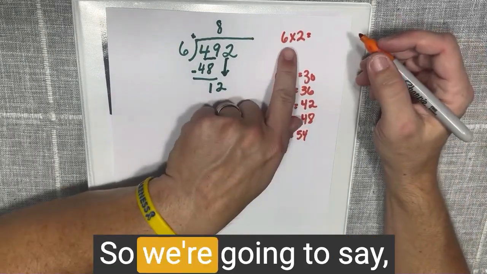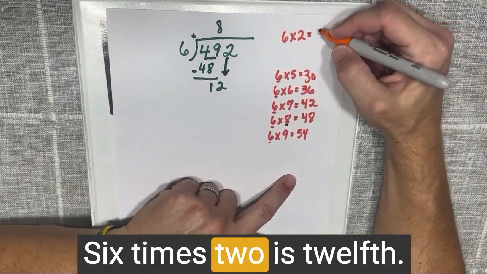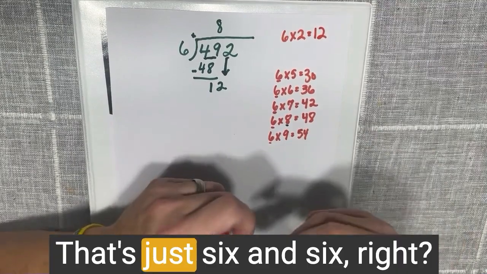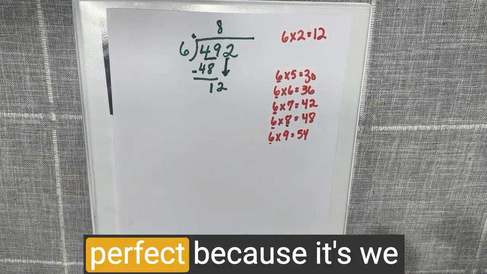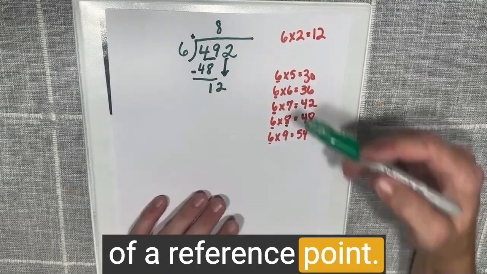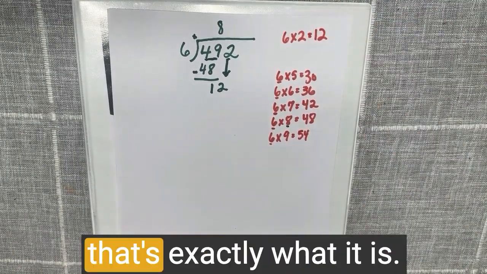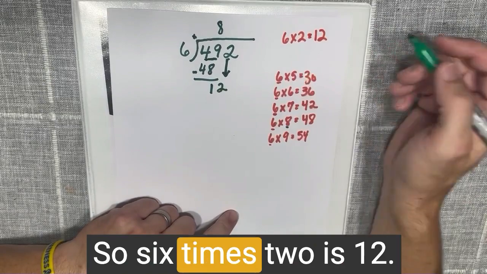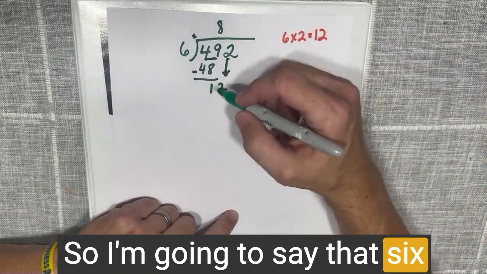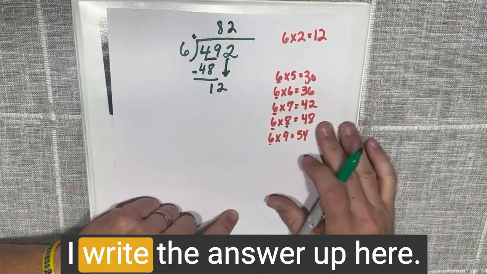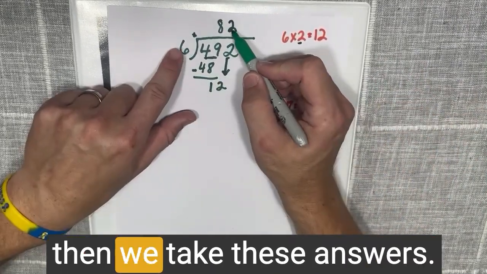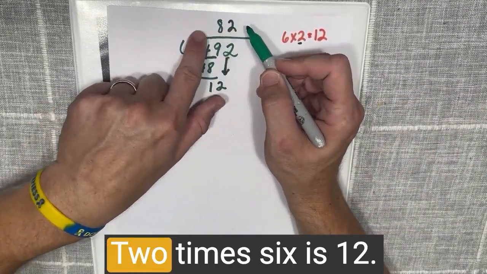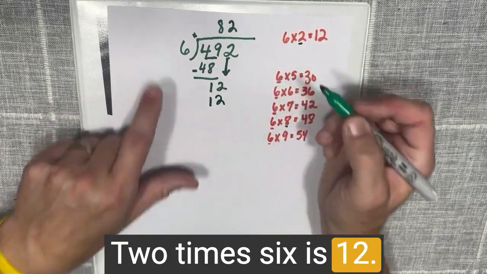So here we go. So we're going to say, what is 6 times 2? 6 times 2 is 12. That's just 6 and 6, right? Okay. And that right there was perfect because we just wanted to get a kind of a reference point. We said 6 times 2 is 12, and that turns out that's exactly what it is. So 6 times 2 is 12. So I'm going to say that 6 goes into 12 2 times. I write the answer up here. That little number right there is going to go at the top. And then we take these answers. 2 times 6 is 12. Okay.